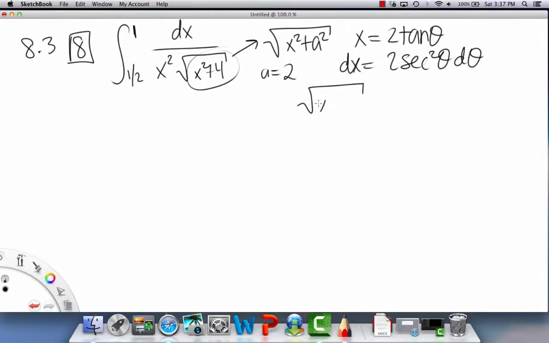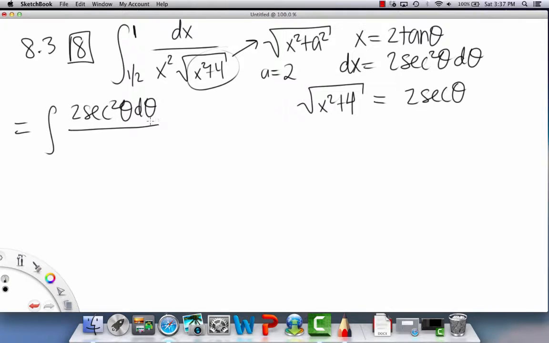And our square root, so a squared is now 4, that equals 2 secant theta. When we rewrite the integral, we're going to have dx on top, so that's replaced by 2 secant squared theta d theta. On the bottom we have an x squared, which is actually 2 tangent theta all to the second power, so that will turn out to be 4 tangent squared theta. Then times the square root, which is replaced by 2 secant theta.